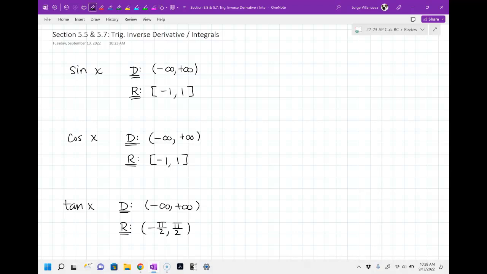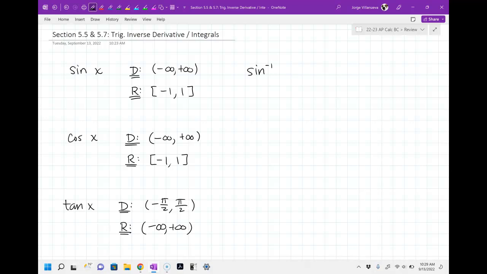Actually, wait a minute. I just crossed these up. I'm sorry, I wrote these backwards. My domain is negative pi over 2 to pi over 2 because that's where it exists. And the range, remember the graphs for tangents go like this, right? They go down forever, up forever. So your range would be negative infinity to positive infinity.